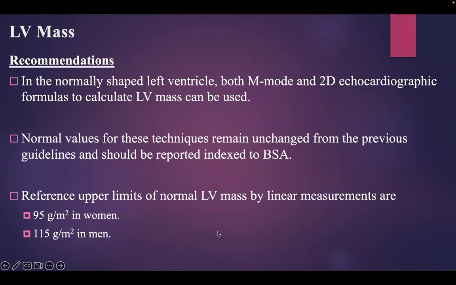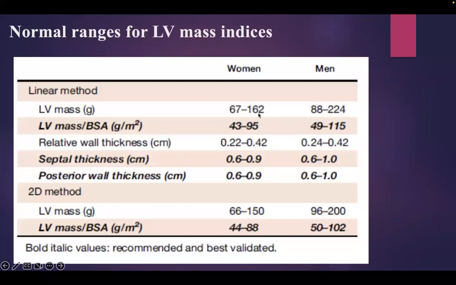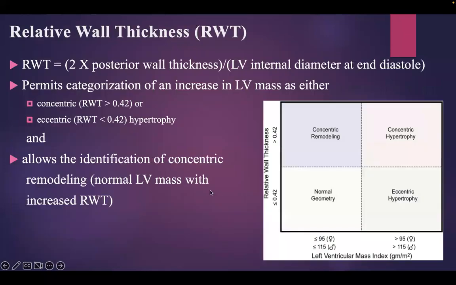The recommendation is in normally shaped LV, both M mode and 2D echo formulas can be used to calculate the LV mass. Normal value is 95 grams per meter squared in women and 115 grams per meter squared in men. I'll skip this. I think I'll come to an end of this. So these are the reference values. You can look at the guideline document.